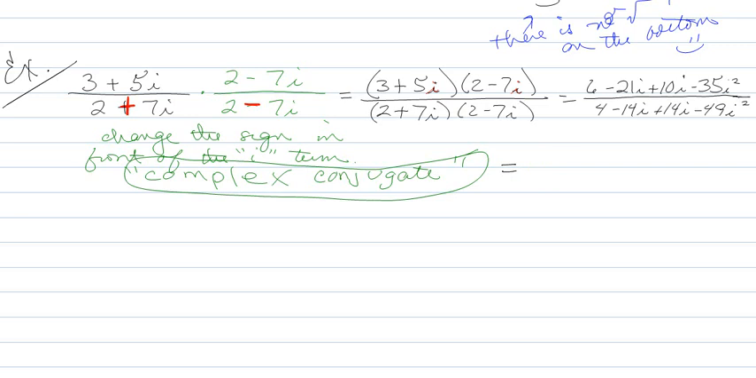All right. So let's start simplifying the top. We've got 6, then minus 21i plus 10i. So minus 21 plus 10, negative 11i. Then minus 35, and I squared is equal to negative 1.